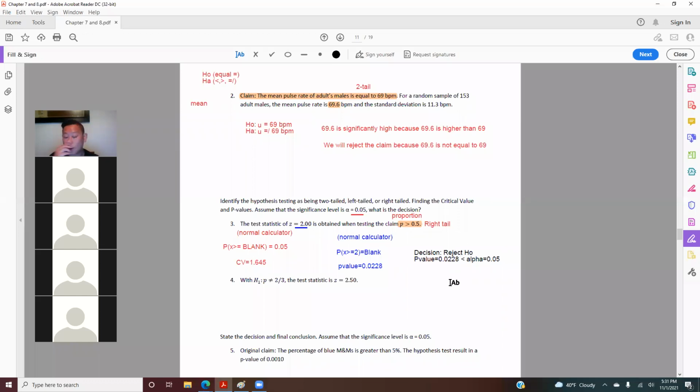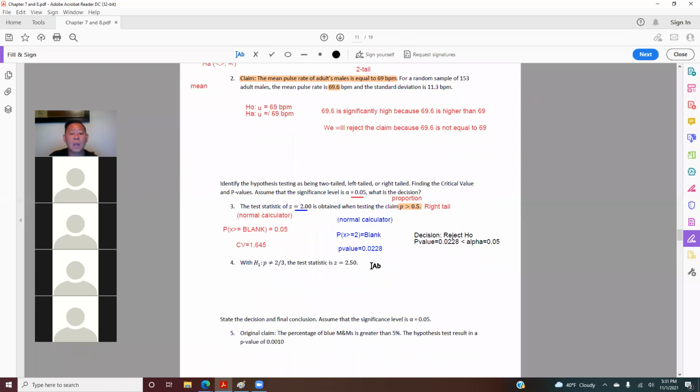Okay. Otherwise, we fail to reject. So the decision making is based on the p-value and the alpha. This is quite important, so make sure you know the decision making here.